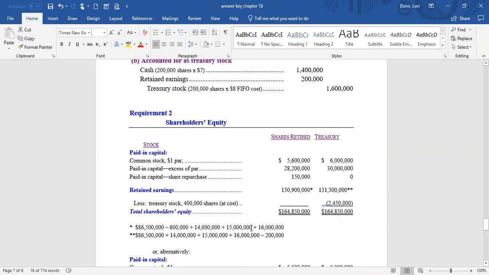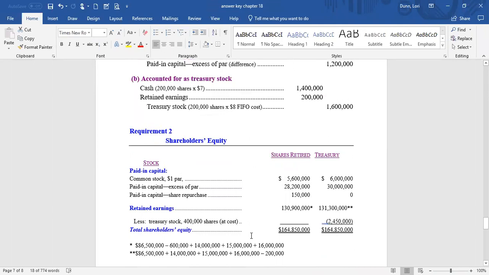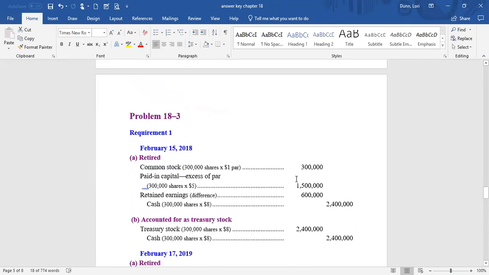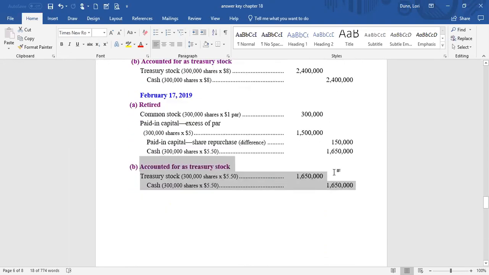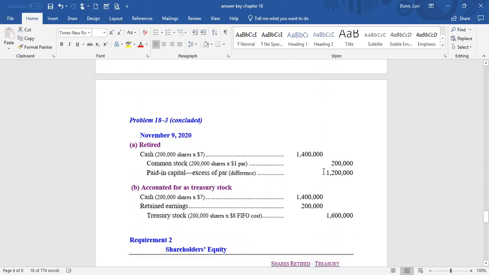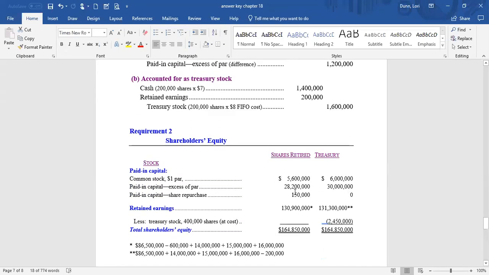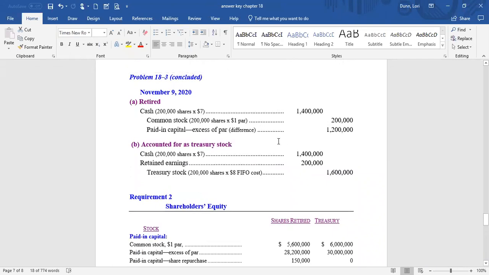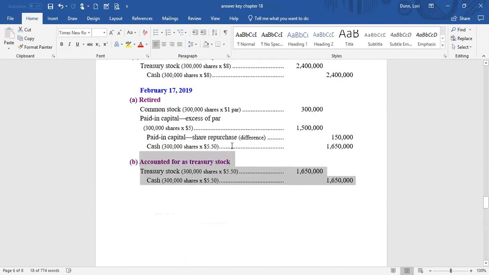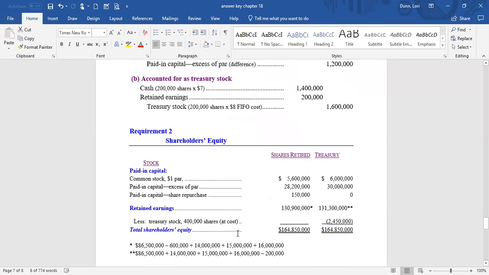Do the same thing with the paid in capital excess of par. 30 million is where you started. You debited it for 1.5, then you debited for another 1.5, so now you're down to 27 million, but then you credit it for 1.2. So its balance, 28,200,000. Paid in capital shares repurchase. Well, under the retirement, it's right there. There was a credit balance. So as I said, when we do our paid in capital section, that account will also be reported there.